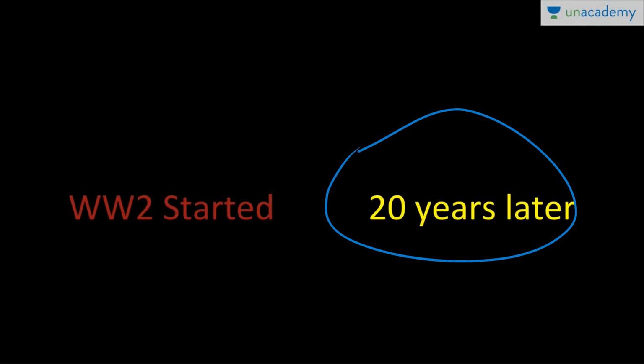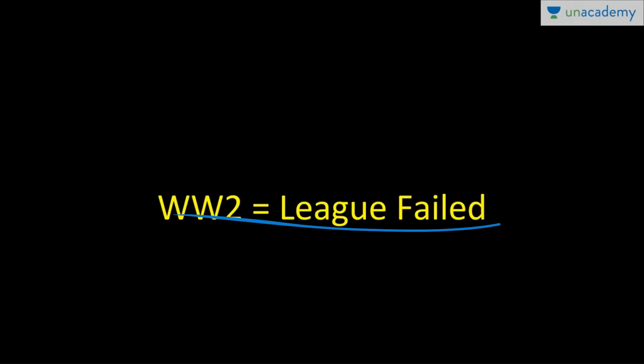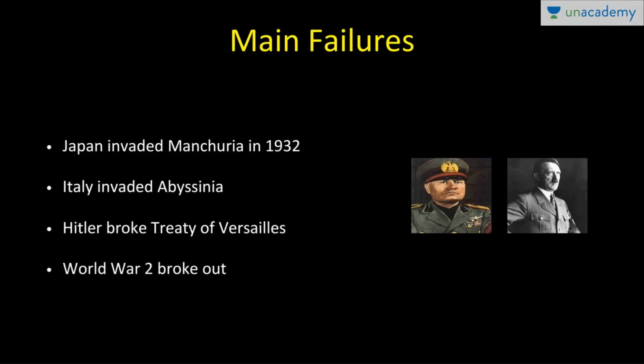Now obviously World War II started 20 years later. So in one line, World War II meant that the league failed completely. Okay, now let us see why it happened. Japan invaded Manchuria in 1932, and China approached the league back then, and the league took 1 year in arriving at a decision. Obviously it was very late. It decided to impose economic sanctions on Japan, but Japan was doing trade majorly with the United States of America, so it was not at all useful.